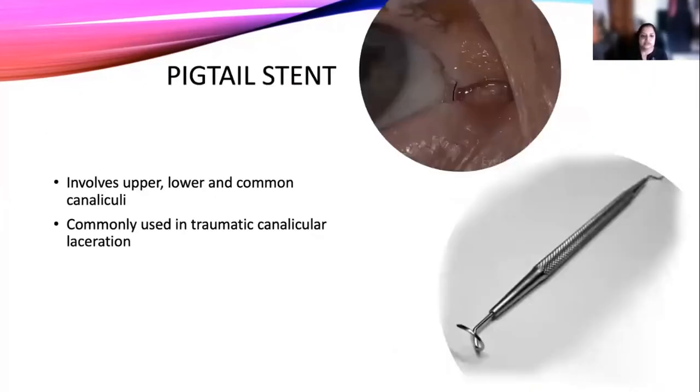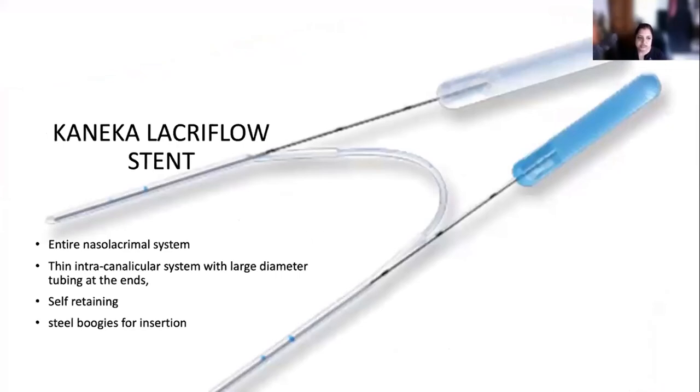The pigtail stent involves the upper, lower, and common canaliculus. The pigtail probe is used to pass the stent, and this stent you can make out by the presence of this nylon wire in one end along the stent. It's mainly used in traumatic canalicular lacerations.